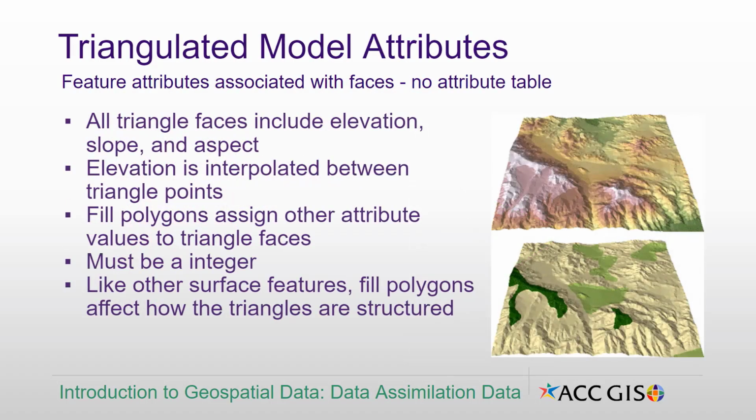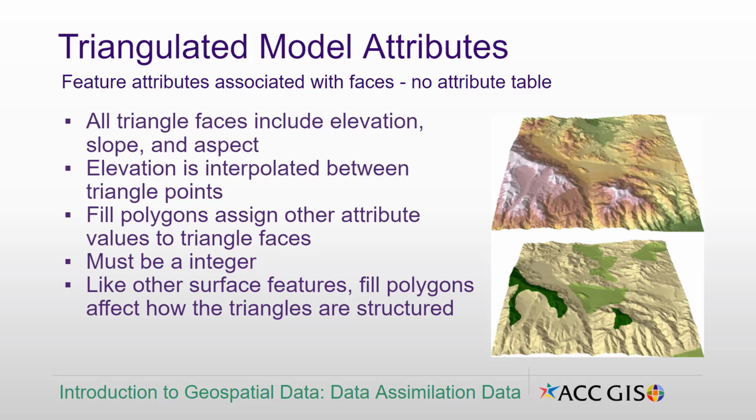And so all triangle faces in this model include elevation, slope, and aspect. The elevation is interpolated between triangle points. So if I click anywhere on the face of the triangle, the elevation is actually going to change. The aspect and slope do not, because it's the same for the entire face.